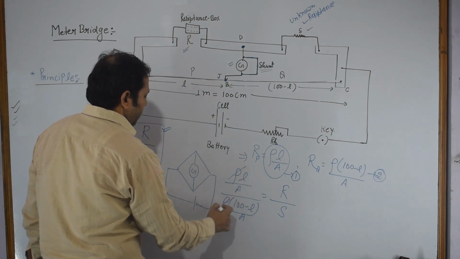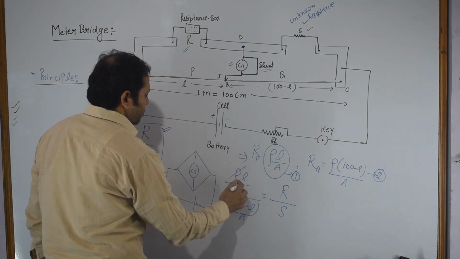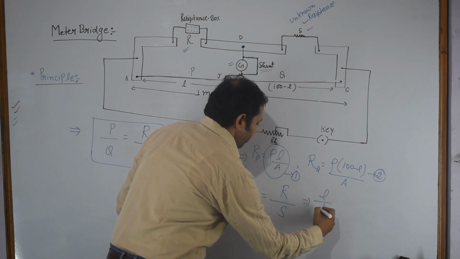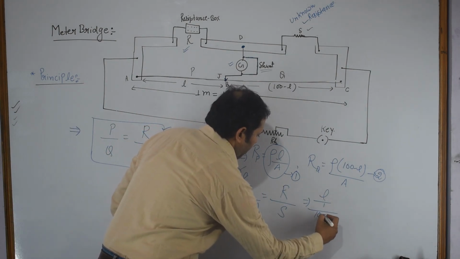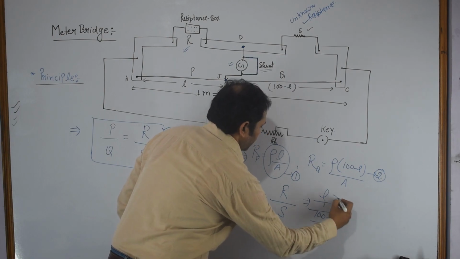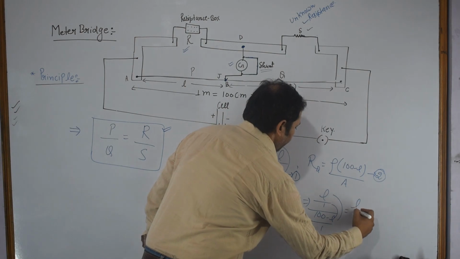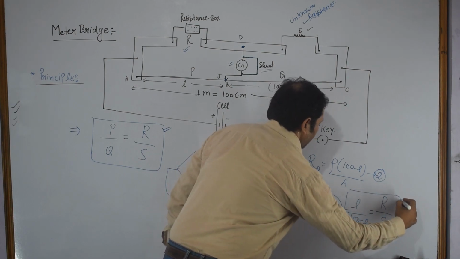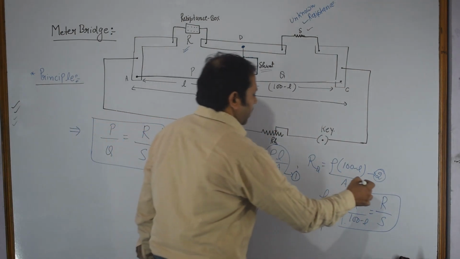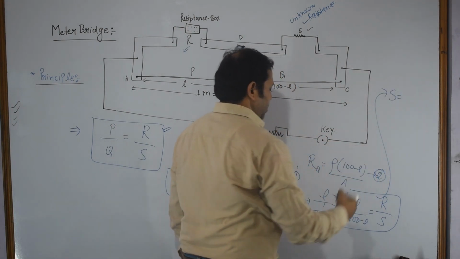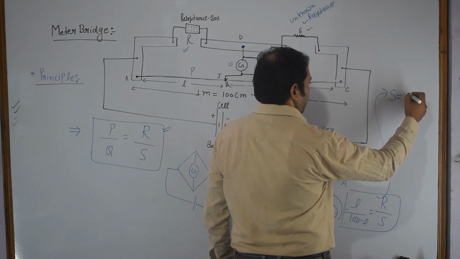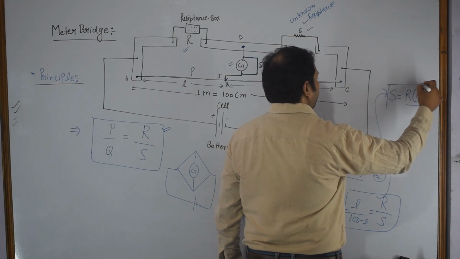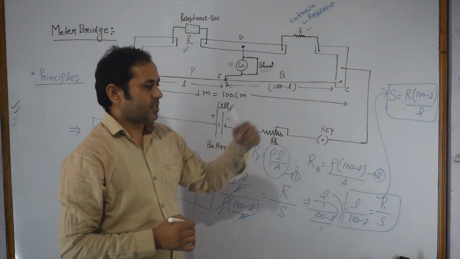So just calculate it. After solving, you will get L upon 100 minus L is equal to R upon S. From the equation, you will get the final result: S is equal to R times 100 minus L, upon L. This will be the value of the unknown resistance.